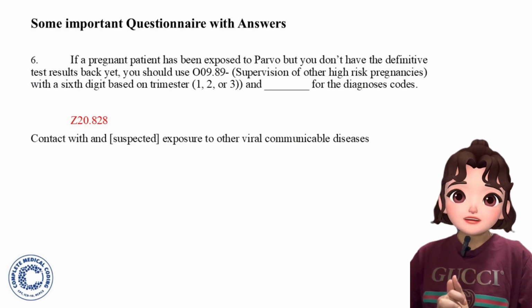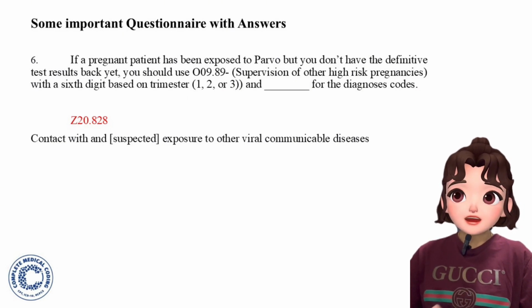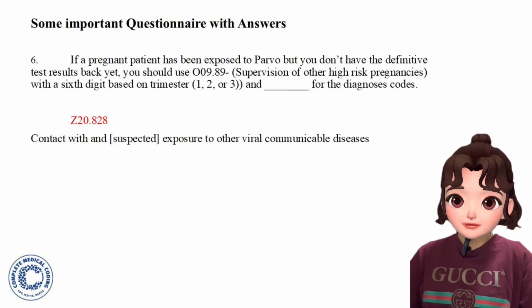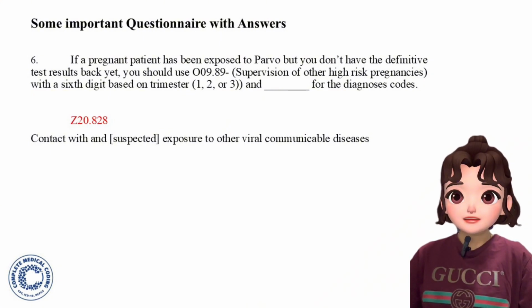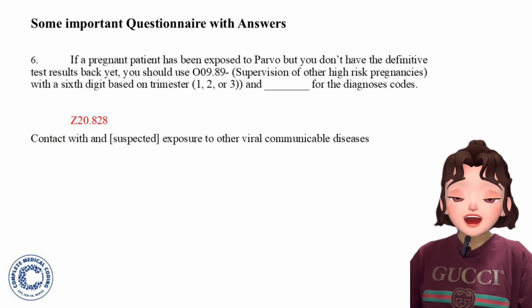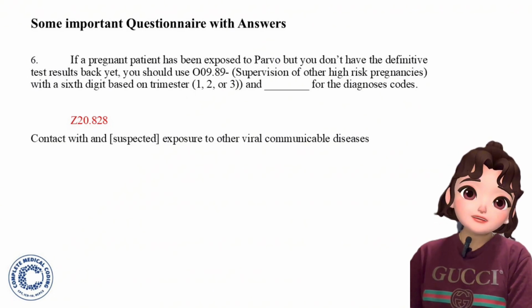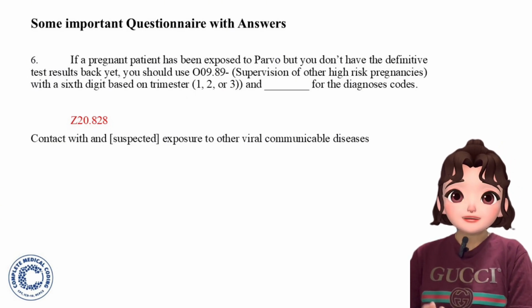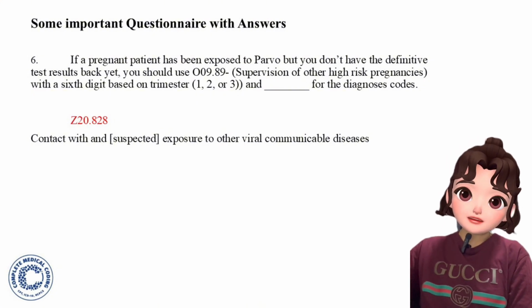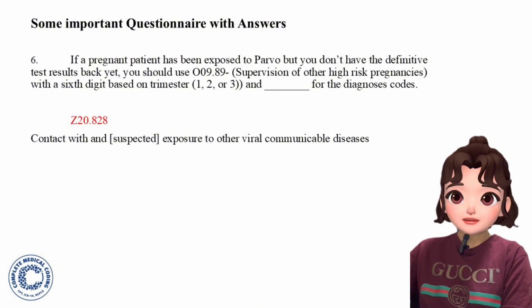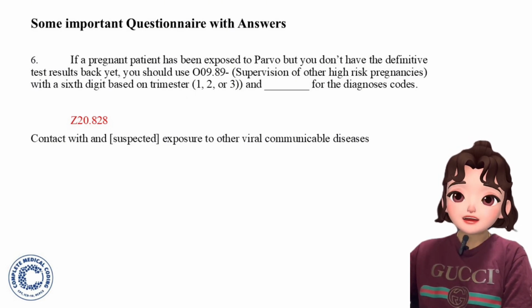And then with the Z code, here you have to code for that parvovirus, which is Z20.828, contact with and suspected exposure to other viral communicable disease. This is a viral communicable disease, parvo disease. So Z20.828 you have to mark along with O09.89, which is the primary. Okay, and the Z code should be secondary here.